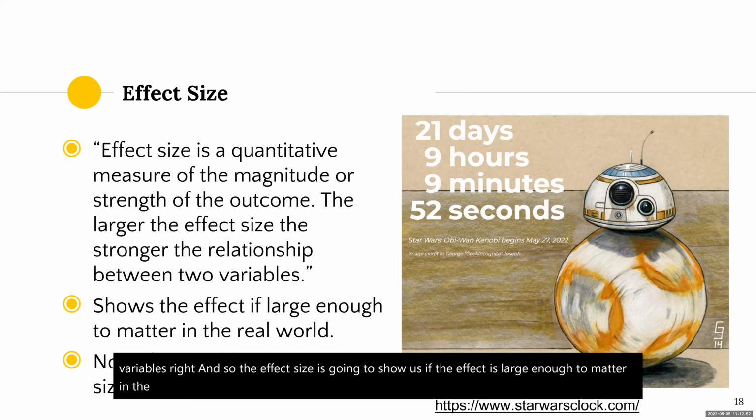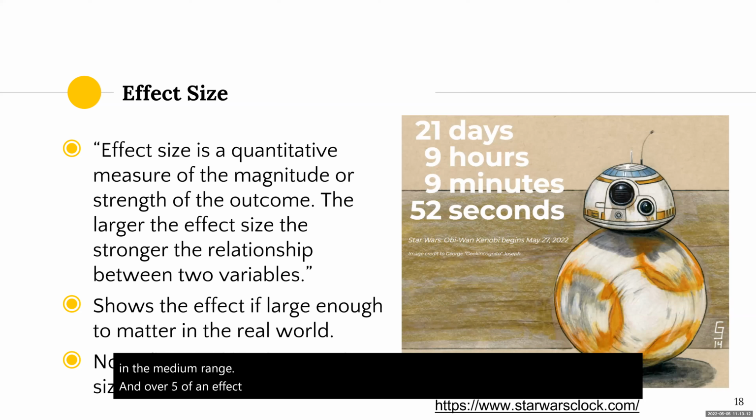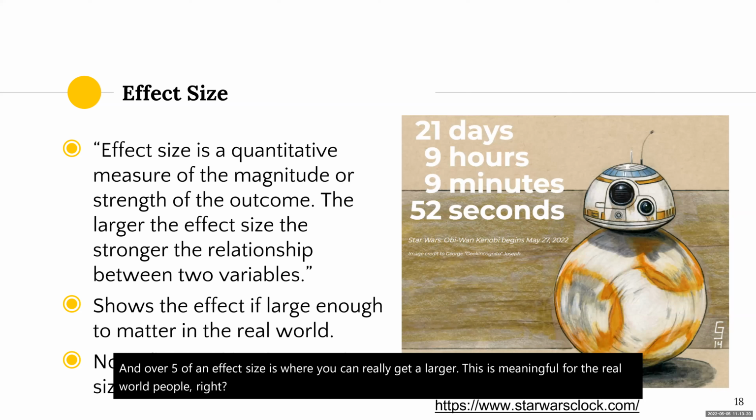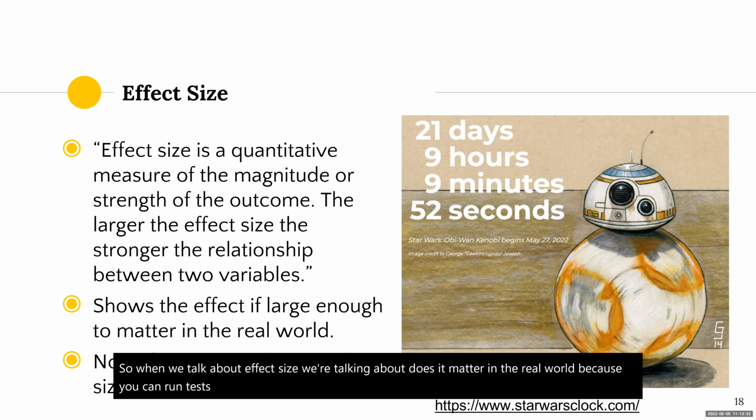And so the effect size is going to show us if the effect is large enough to matter in the real world, right? So generally, if you have an effect size of less than 2, we don't like that. If it's between 2 and 5, it's getting into the medium range, and over 5 is where you can say this is meaningful for real-world people, right? So when we talk about effect size, we're talking about whether it matters in the real world, because you can run tests of significance for all kinds of things, right?